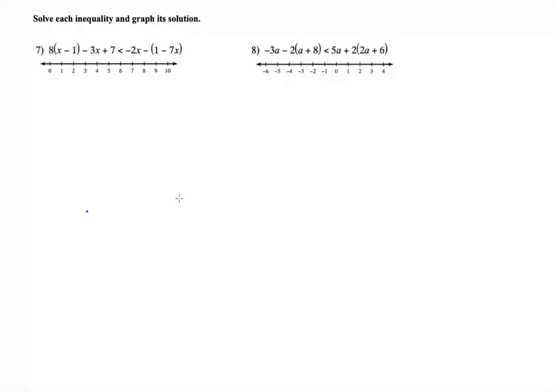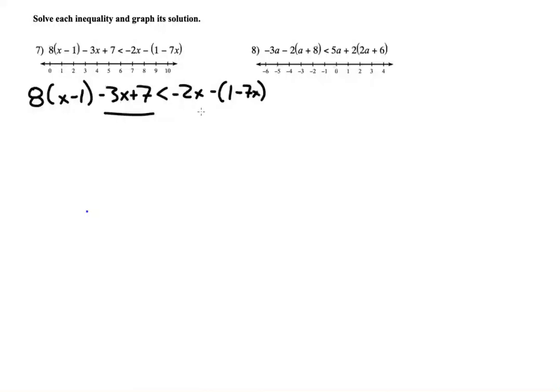All right, let's take a look at our final two problems here. We have 8 times the quantity x minus 1 minus 3x plus 7, and that's going to be less than negative 2x minus the quantity 1 minus 7x. All right, so the first thing I have to do is distribute, because I can't divide by the whole thing. I have these extra pieces and this extra piece, so I can't divide by something. So I'm going to distribute.